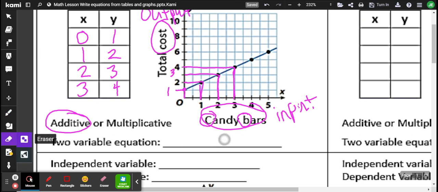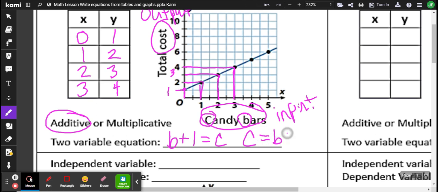And there's two ways to write it. So let's do B plus 1 is equal to the output of cost. But as we write it on the graph, we use a linear equation format, and that would be C is equal to B plus 1.